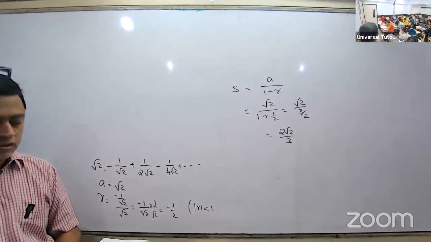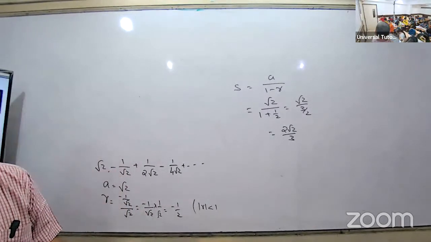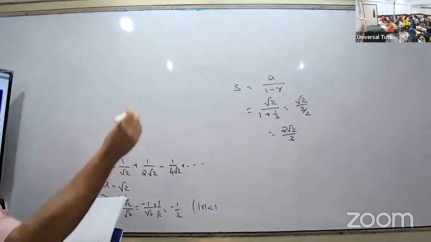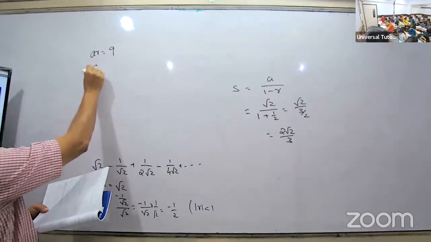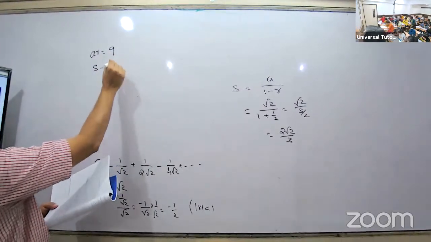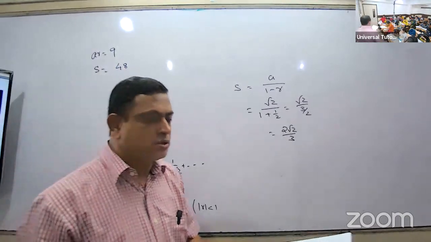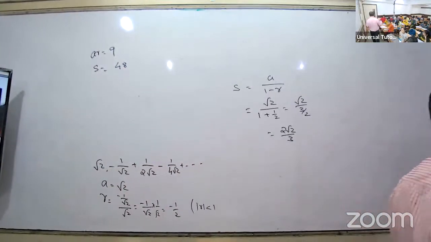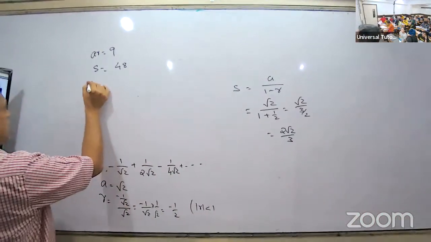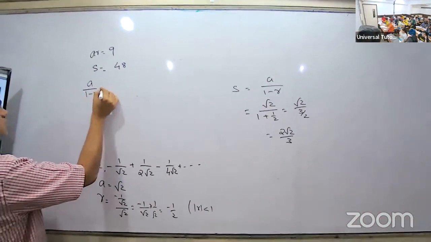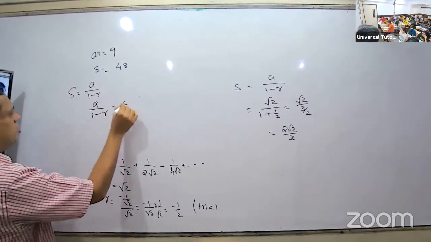The second term of a GP is 9 and the sum of its infinite terms is 48. Second term of the GP is equal to 9, means AR is equal to 9. And the sum S is equal to 48. Find the first three terms. So you have to find out the sum. Write the formula. S means A upon 1 minus R, that is A upon 1 minus R is equal to 48.